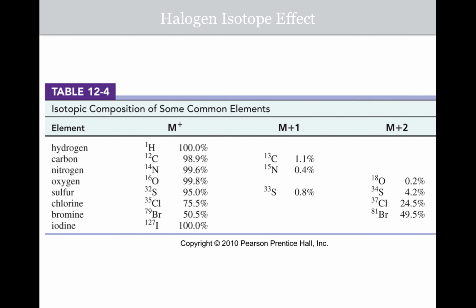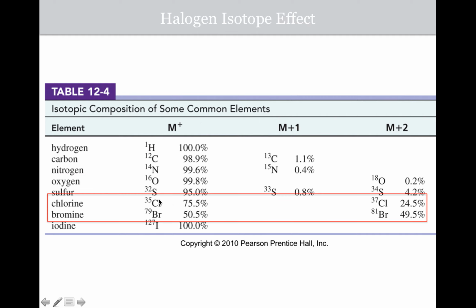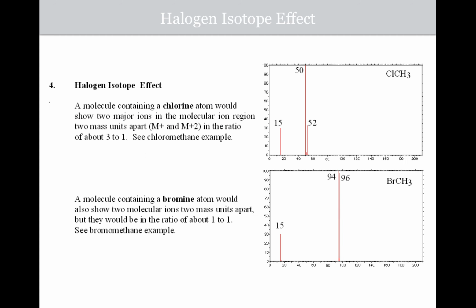Let's see the common isotopic compositions of some elements. When you check chlorine and bromine, chlorine has atoms of mass 35 and 37, with an abundance of about 75 to 25 percent. When you check bromine, the bromine with mass 79 is almost 50 percent, and the bromine with mass 81 is almost 50 percent. So how does it affect the mass spectrum?